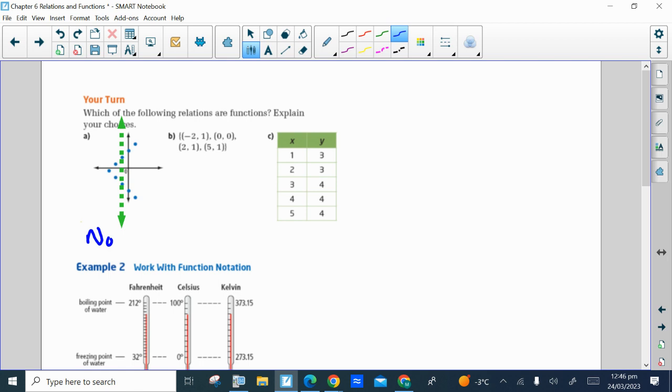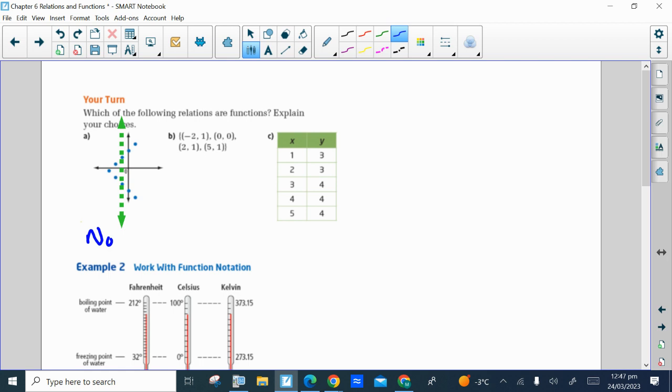What about the next one, Keen? Is that a function? B. Yes or no? It is? You want to bet a pop on that? Well, you should have, because you're right.